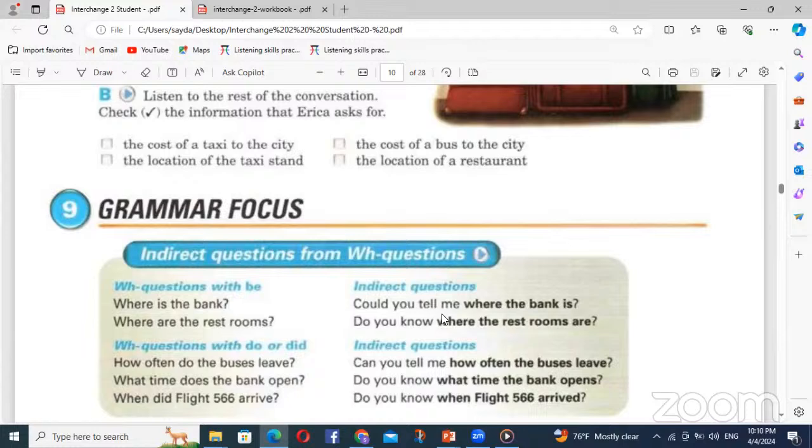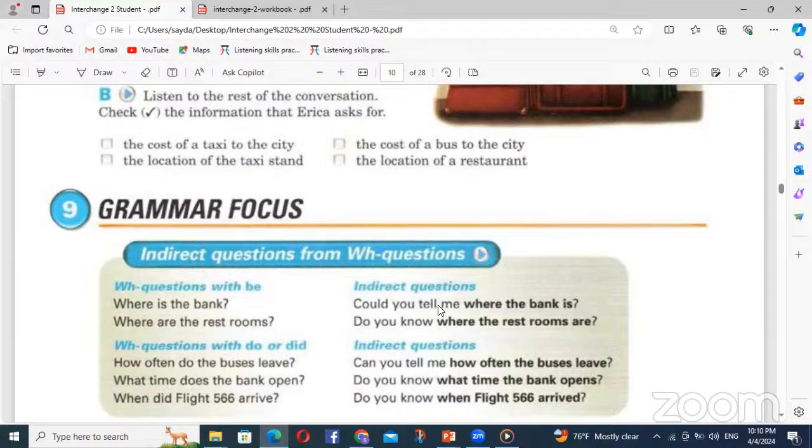In this part we change it from direct into indirect. It means it comes with another sentence. We usually start with could you tell me, can you tell me, do you know, do you have any idea about. Something like this. We start with another sentence or another form of the question. So what will we do with this one? I change it from the structure of the question into the structure of the sentence. I change a question into a sentence.